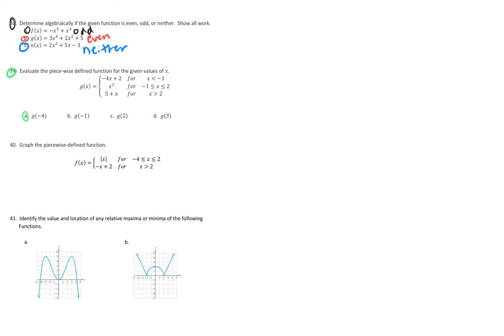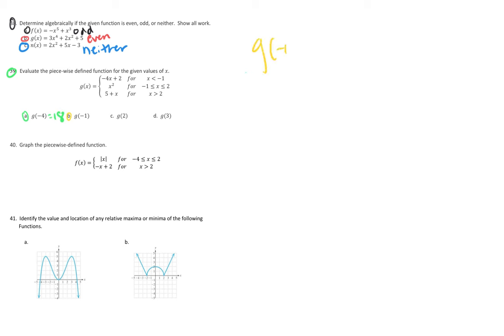All right, so evaluating this piecewise function, we have to gauge where our x is. So if we want to say g of negative 4, we need to look at where negative 4 sits in this piecewise function. Well, it is less than negative 1, so we're going to be using this top one. So g of negative 4 is equal to negative 4 times negative 4 plus 2. So negative 4 times negative 4 is 16, plus 2 is going to be 18. So this is going to be equal to 18.